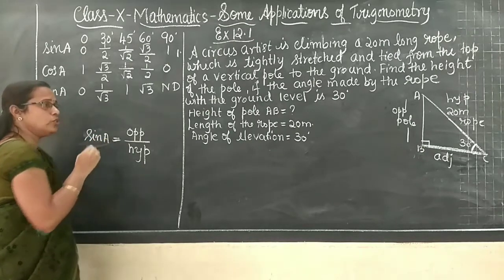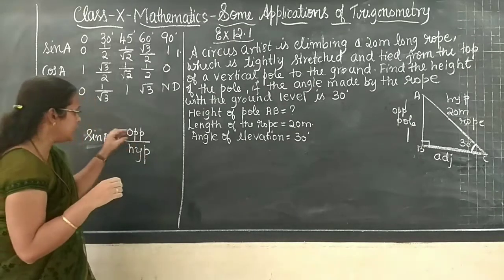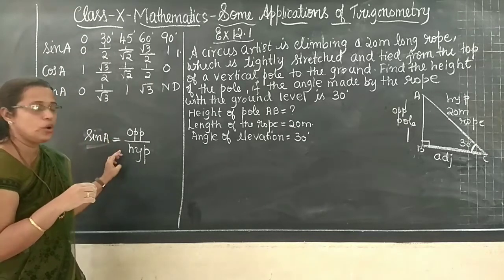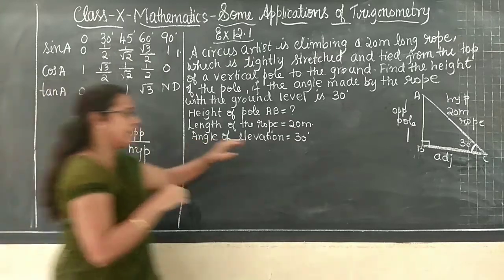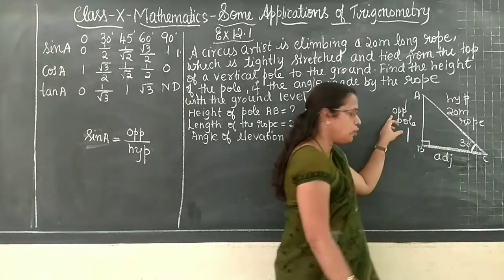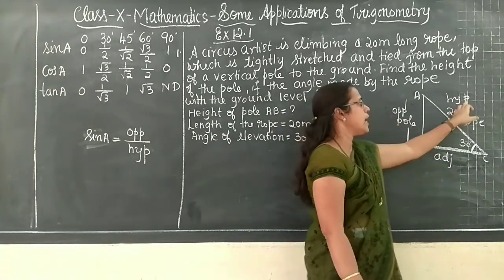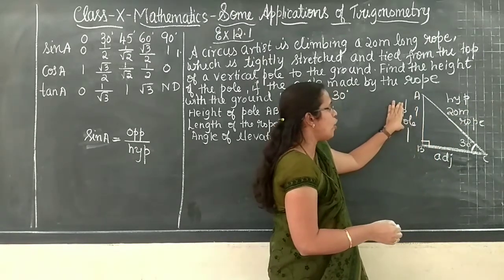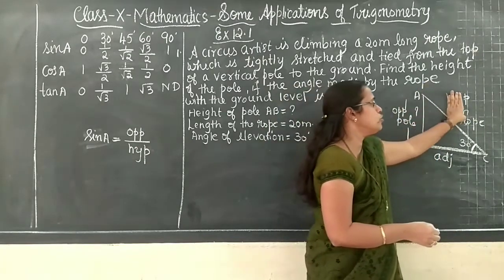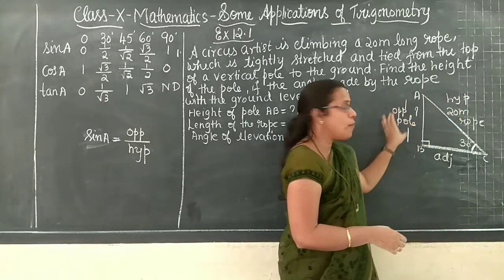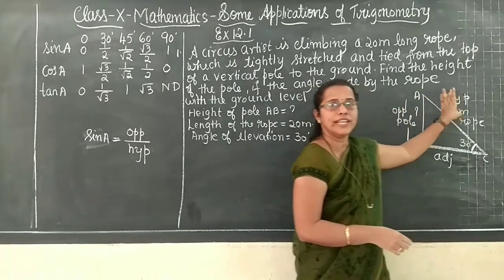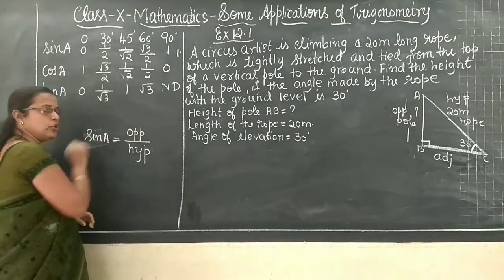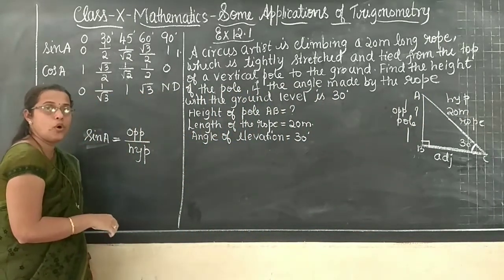Which ratio we have to use, you have to think with which side they have given and which side they asked. That ratio you should know. See children, the side in front of 30 degree is called opposite. This is adjacent. This is hypotenuse. I want to find this, means opposite you want to find. Hypotenuse you know, so it is opposite by hypotenuse. Which ratio is that? Sine. You can use sine ratio now to find the height of that pole.